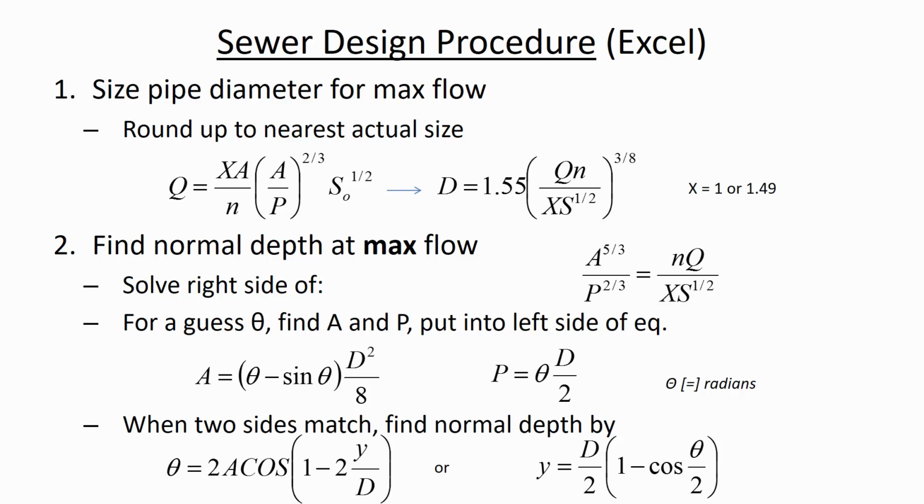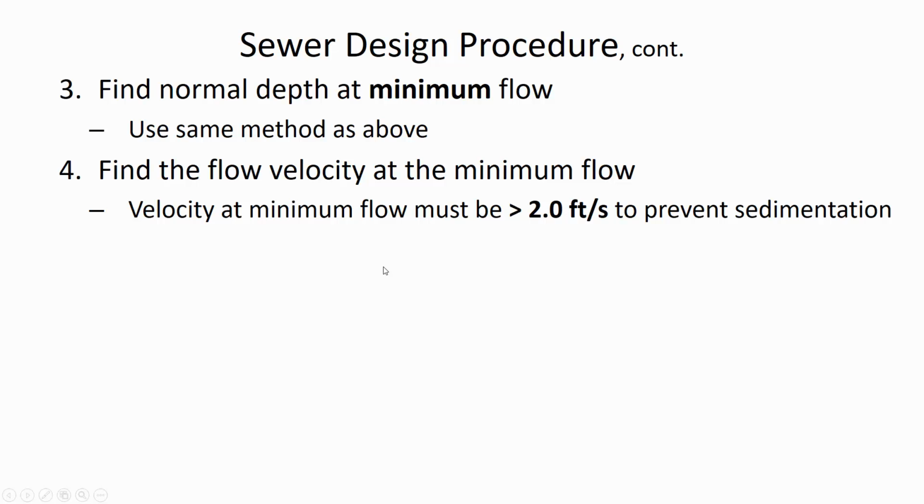And so you'd round up to the nearest actual available size, and then you'd have to sort of evaluate what are the conditions at the maximum flow rate. And so it's similar to the process that we just went through. You'd have to find out what is the angle for the conditions, and then find out the flow depth given that maximum flow rate. And then you also need to consider what's happening during the minimum flow conditions.